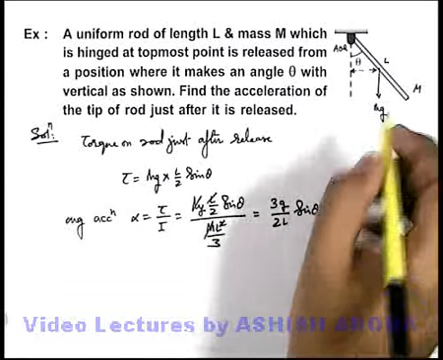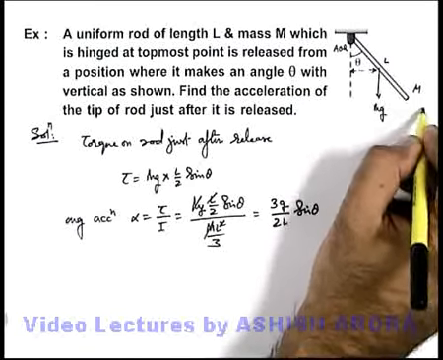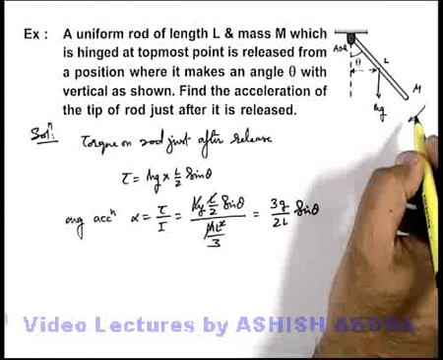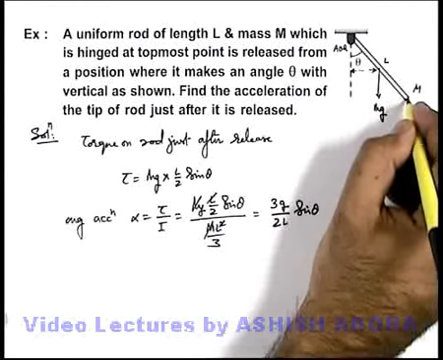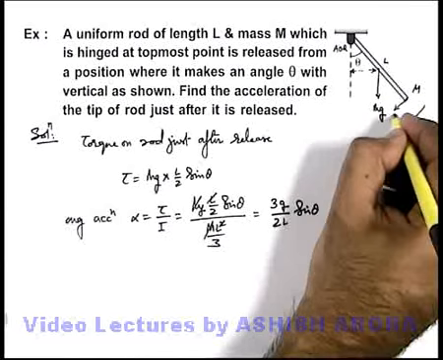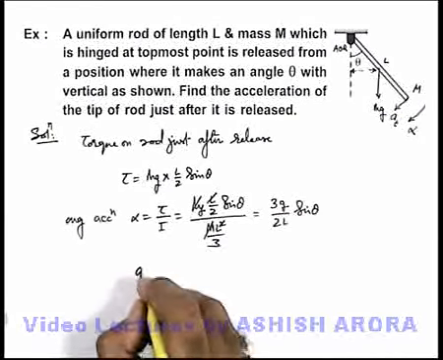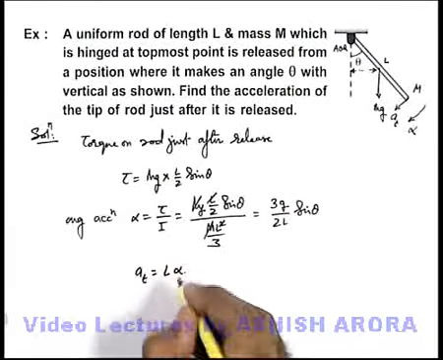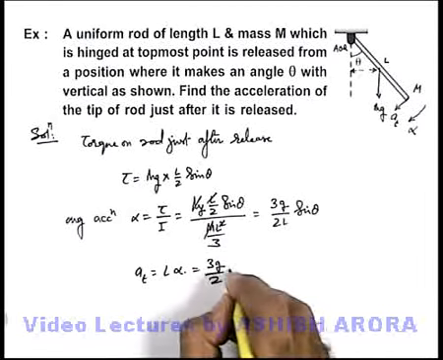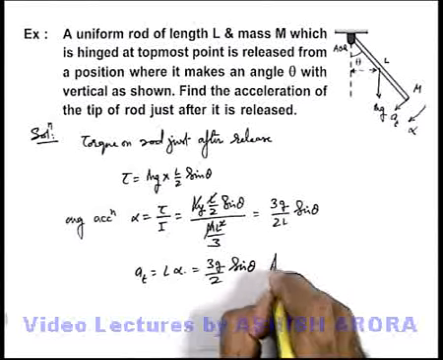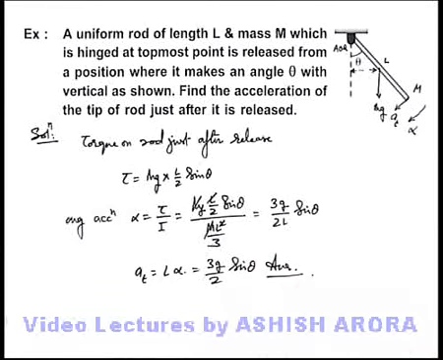And in the problem, we are required to find the acceleration of this end, as the rod is starting with angular acceleration alpha. Then the tangential acceleration of the rod can be given as L alpha. So this can be written as 3g by 2 sine theta. This will be the answer of this problem.